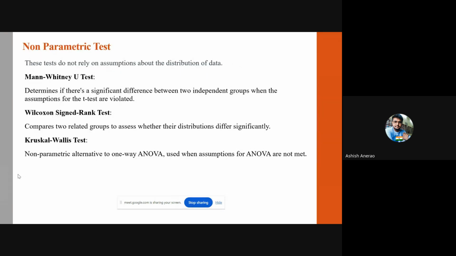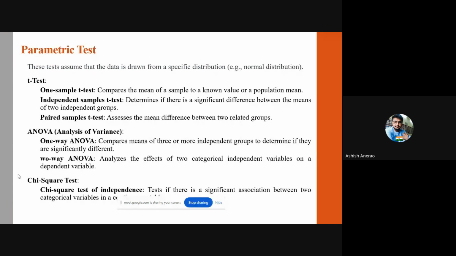Now next is the chi-square test. It's a most popular test. Some people call it a chi-square test, but it's not a chi, it's a chi-square test. And there are again two types of chi-square test. The first type is the chi-square test for goodness of fit, and the second type is the chi-square test for independence of attributes.